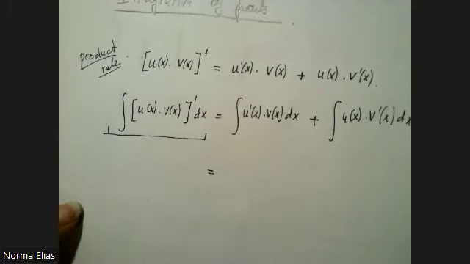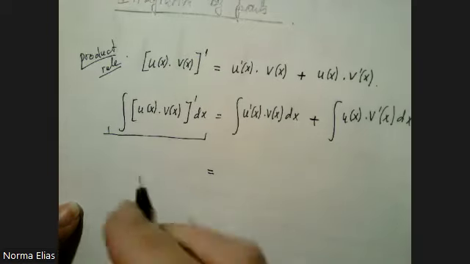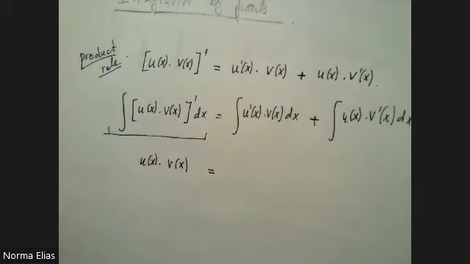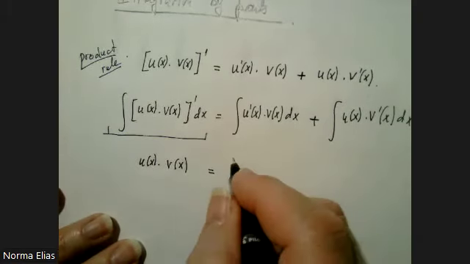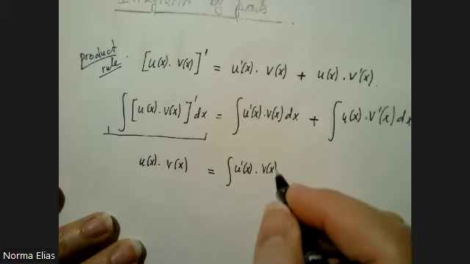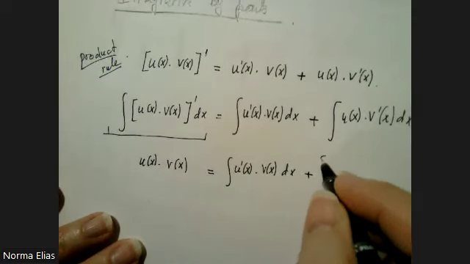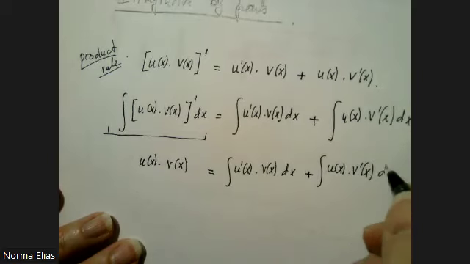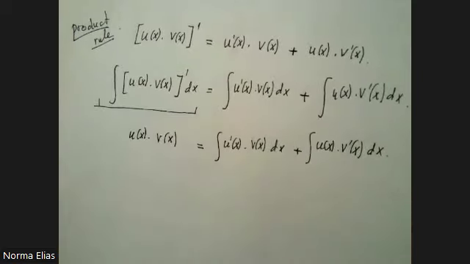Don't be afraid of symbolism. The same, exactly, just the same. It's u of x times v of x. The antiderivative of the derivative is the function itself. So I don't have an integral here. So this is going to be the integral of u prime of x times v, plus the integral of u of x times v prime of x dx. Okay, that's what we have so far.